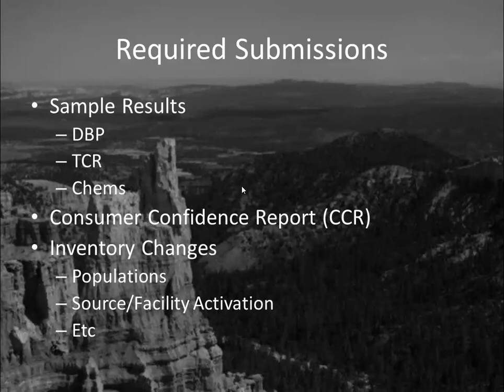Some things you're required to submit to the Division of Drinking Water include sample results, DBPs, TCRs, chems, the Consumer Confidence Report, as well as inventory changes, populations, source and facility activation, etc. These are all things that are required to be submitted to the Division of Drinking Water, by which there are many methods by which people have done it. I'm going to show the one that we generally prefer and is probably the best way for you to ensure that your information gets submitted correctly.